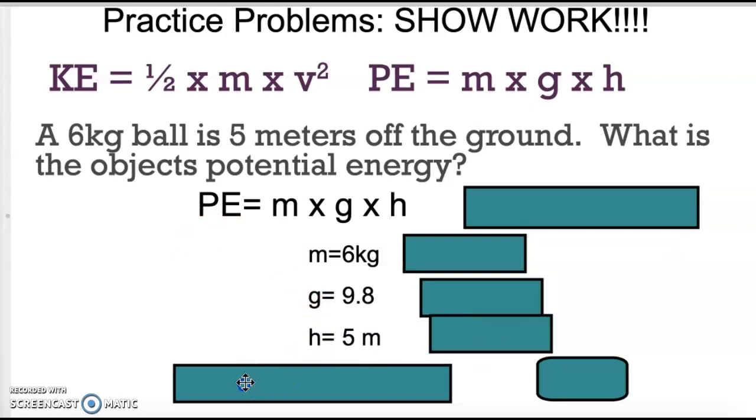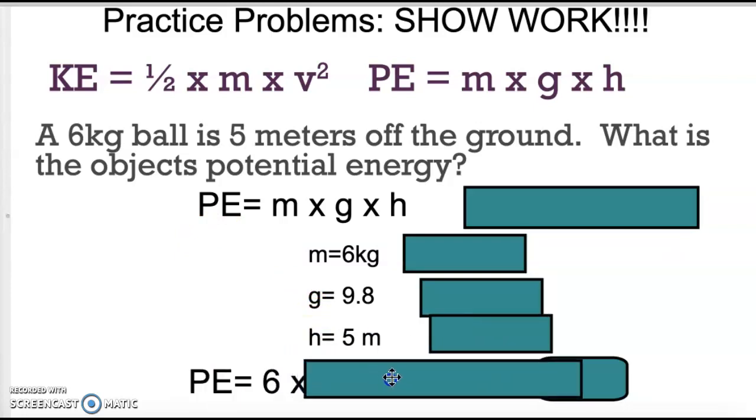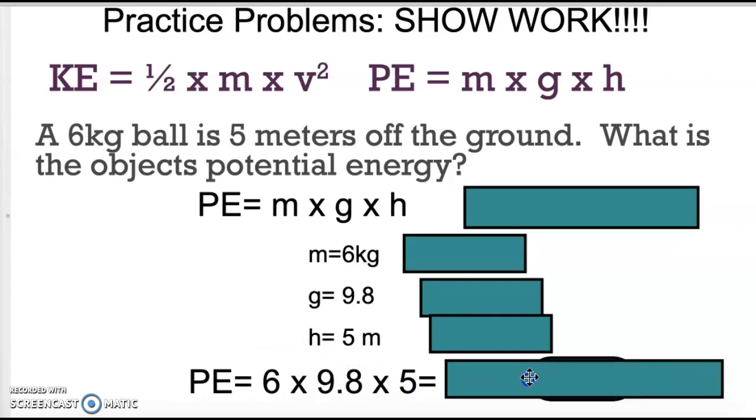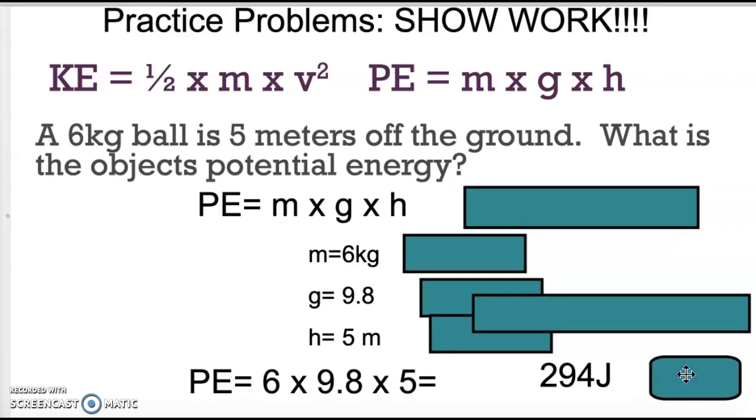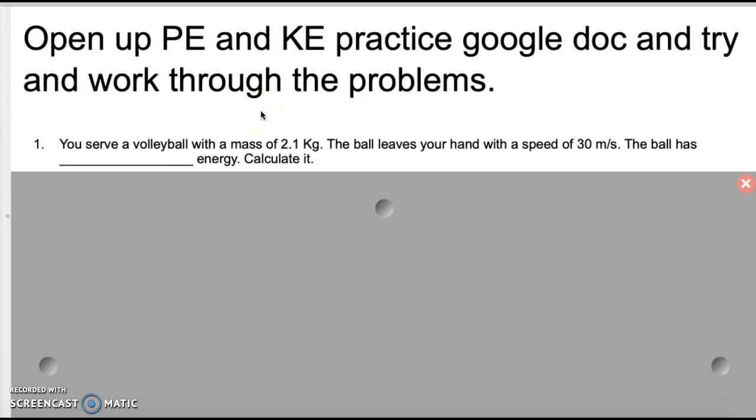Now we just plug that into our formula. So PE equals 6 times 9.8 times 5. You just multiply all those together, and you should get a number that has joules. So don't forget your J. So it would be 294 joules is the potential energy that object has if it weighs 6 kilograms and is 5 meters above the ground. All right, so go and open up your PE and KE practice Google Doc to work through the practice problems.